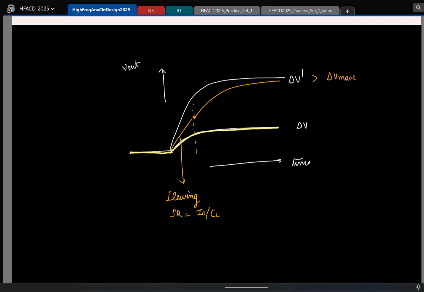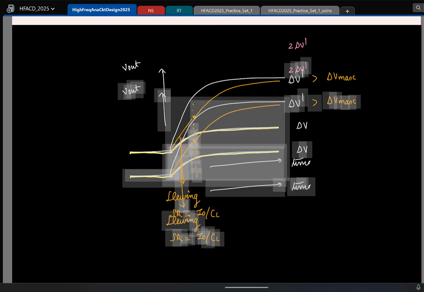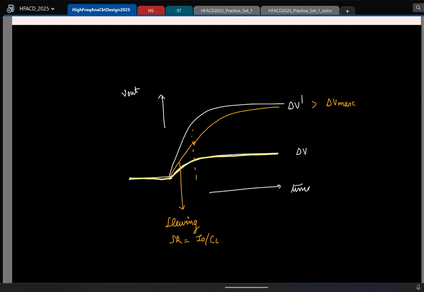now let us say I have a case where I apply an input which is 2 times delta V prime. To make it to scale, let's say it's 2 times delta V prime. Again at t equal to 0 plus, do you think the OTA can support the current? No. So what will happen now? The same thing will happen. The entire current I0 will be pushed to the capacitor. So initially the output will again follow the same behavior.